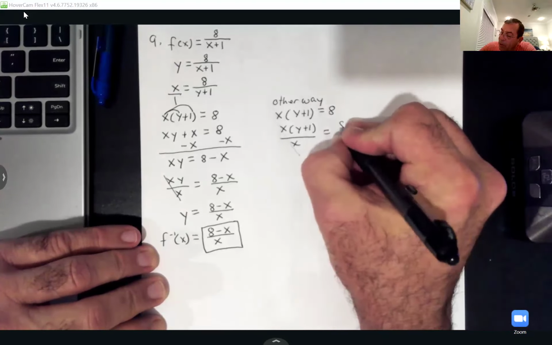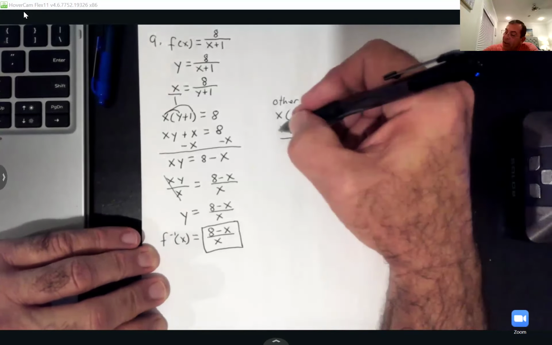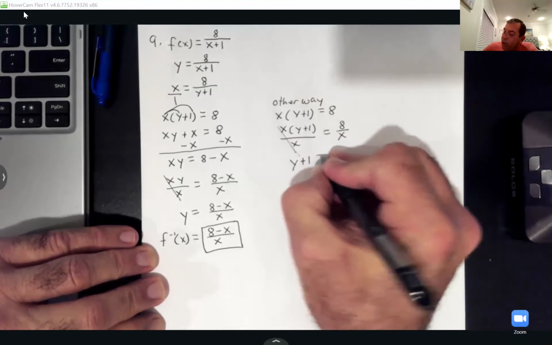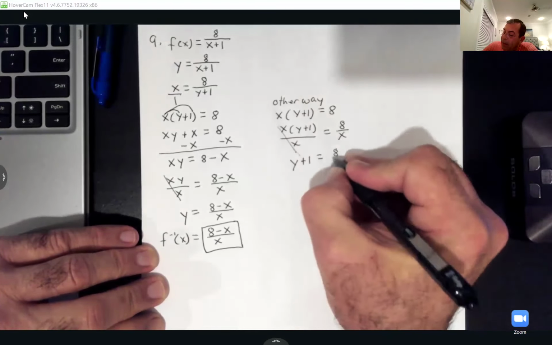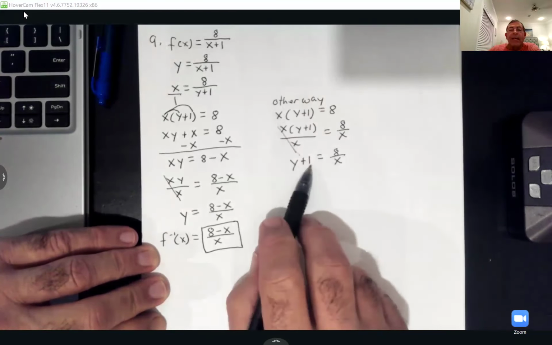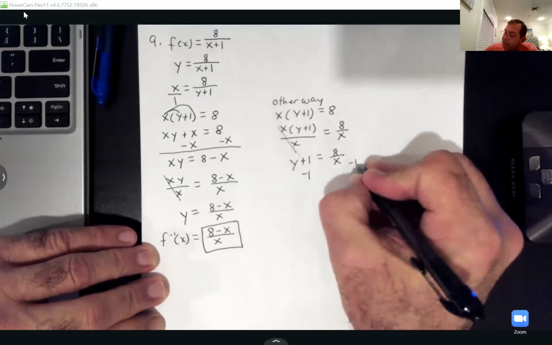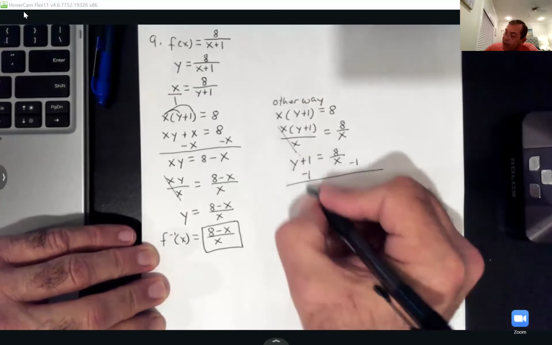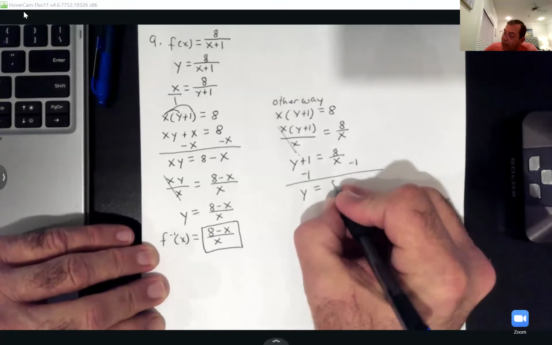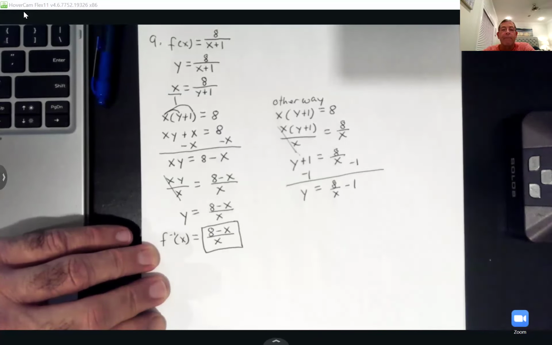And then I'll go over here and divide that 8 by x. So look, the x's cancel, and I'm left with the y plus 1 equals my 8 over x. And look here, my last step is to subtract 1 from both sides. So you get your y. Can't do anything here, so that's just going to be an 8 over x minus 1.